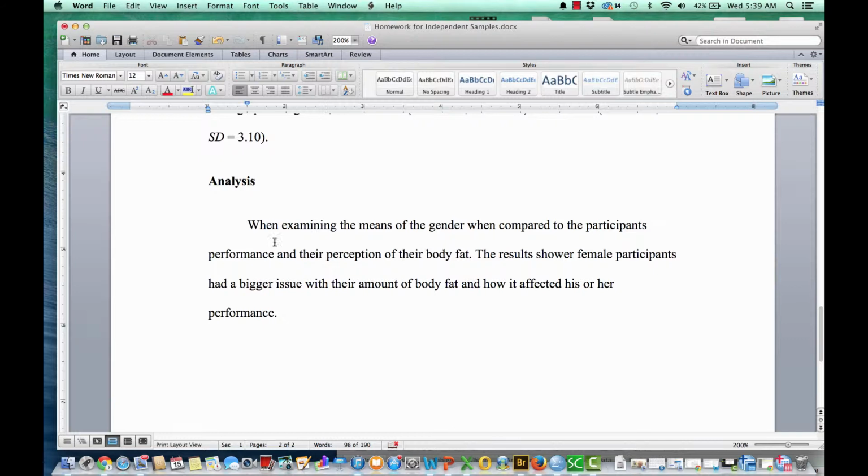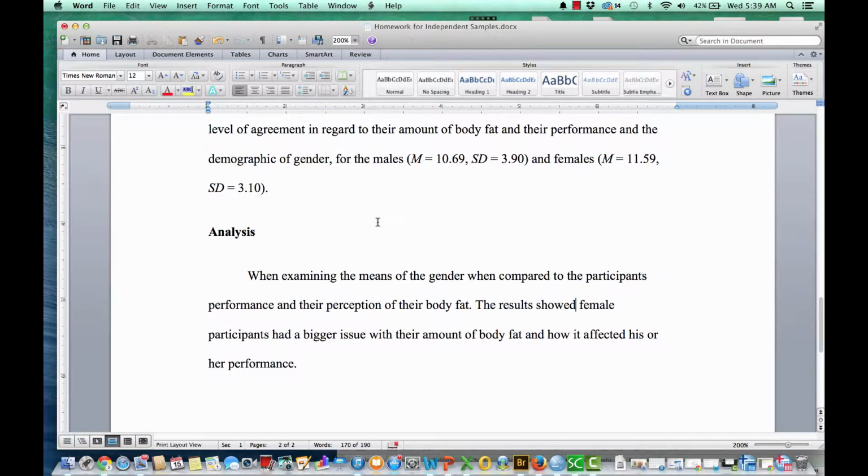So the analysis when examining the means of the gender when compared to the participants' performance and their perception of body fat, the results showed female participants had a bigger issue with the amount of body fat and how it affected his or her performance. That's the entire analysis. So when you're working at this, you have to go back up, look at the means, look at your question, and then formulate an analysis based on the answers that you're given.